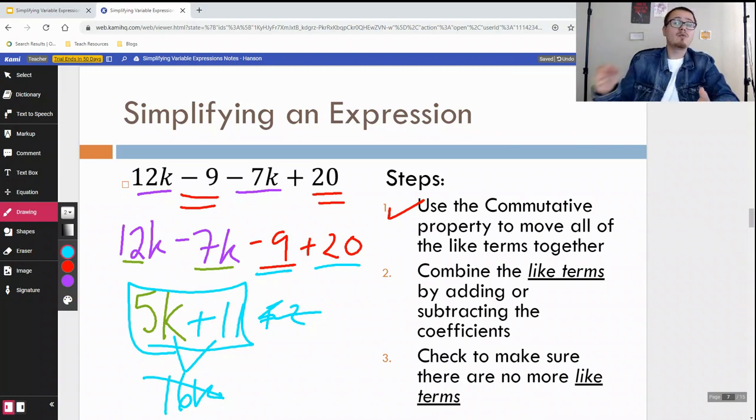So if you want to pause the video, rewind a little bit, go back and get this, I suggest you do that. Put it in your notebook.